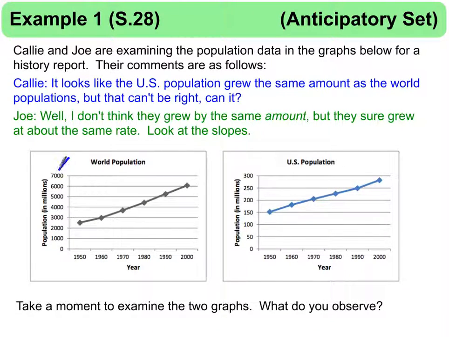For example, one student might note that this graph goes all the way to 7,000 and this graph only goes up to 300. But then the same student might note that this is from 1950 all the way to 2000, same thing as this one, from 1950 to 2000. Another note students might make, and there's no right or wrong answer here per se, is that this line, for the most part, looks like it's in roughly the same spot or same design as this line here. And that's really what our whole discussion is about, and why Callie and Joe are making the statements that they are each individually making.